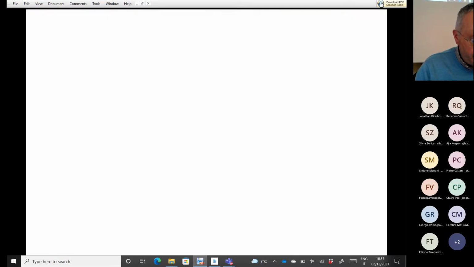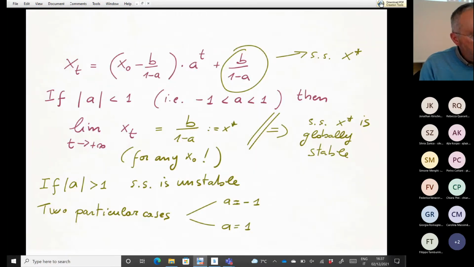Okay, so it's written all here. If a is in modulus less than 1, that is a between minus 1 and 1, then the limit of the solution as t tends to infinity will be x star for any x0, for any initial level of the variable. In this case, we say that the steady state x star is globally stable. The meaning of global stability is the same as for continuous time models, okay? So the final outcome will be x star, and this is independent of the initial condition, okay?